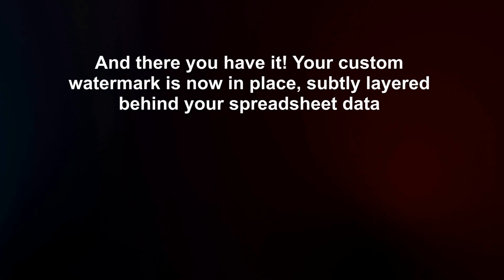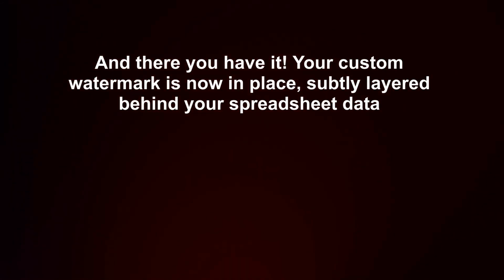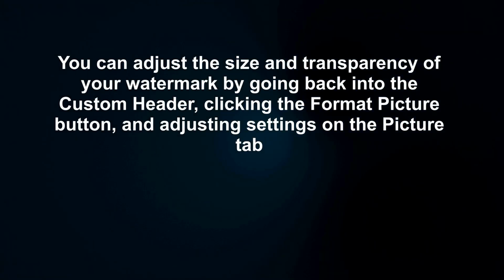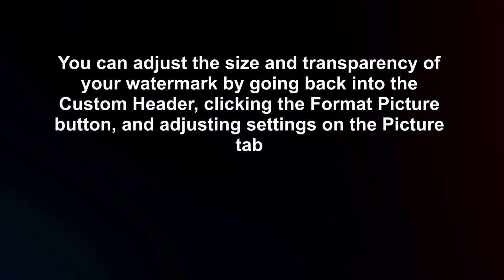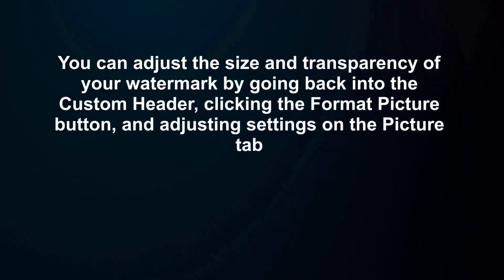And there you have it. Your custom watermark is now in place, subtly layered behind your spreadsheet data. You can adjust the size and transparency of your watermark by going back into the custom header, clicking the Format Picture button, and adjusting settings on the Picture tab.